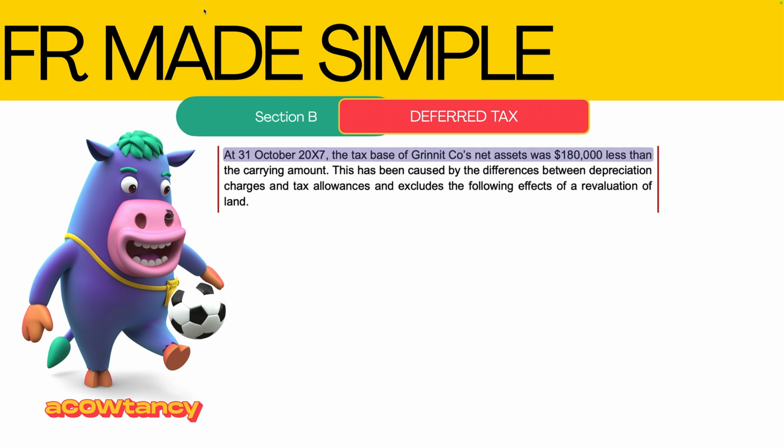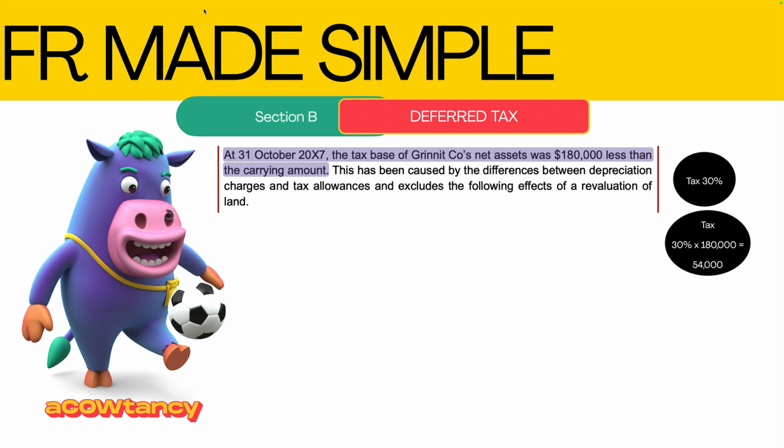Okay, we get told that the tax base is 180 less than the carrying amount. So the accounts are higher than the tax base. The accounts have more assets, like more income, 180,000 more income, more asset. So we know there's a deferred tax liability on this. And it tells me tax is 30%. So immediately you say, right, I know what the deferred tax liability should be. Should be 30% of 180, which is 54,000.